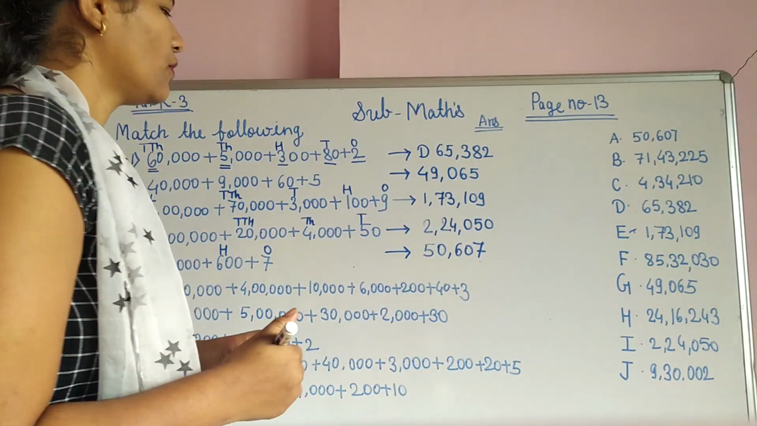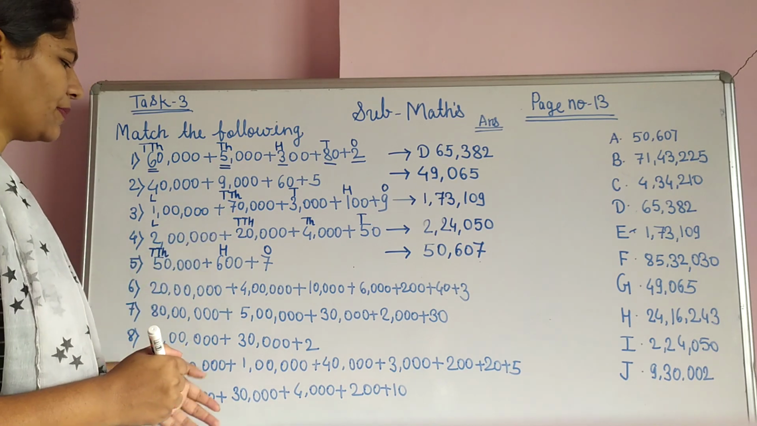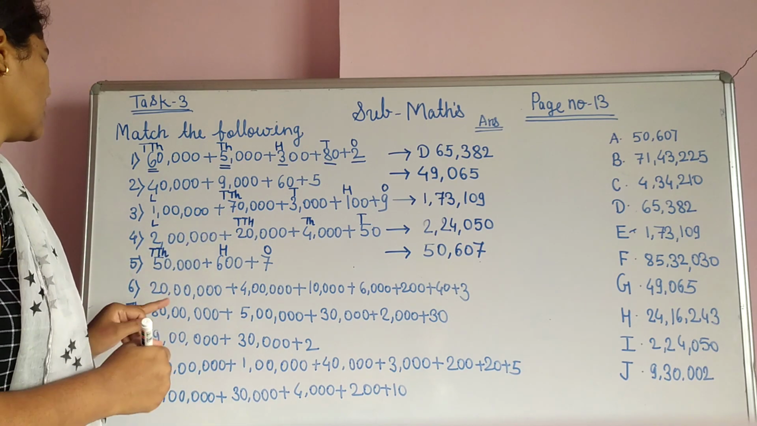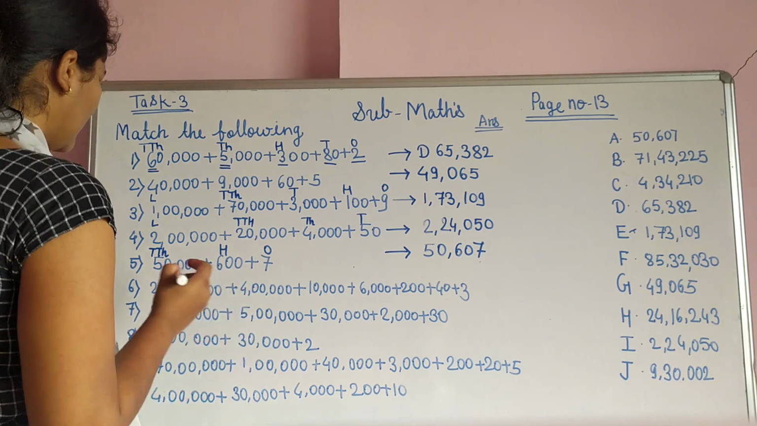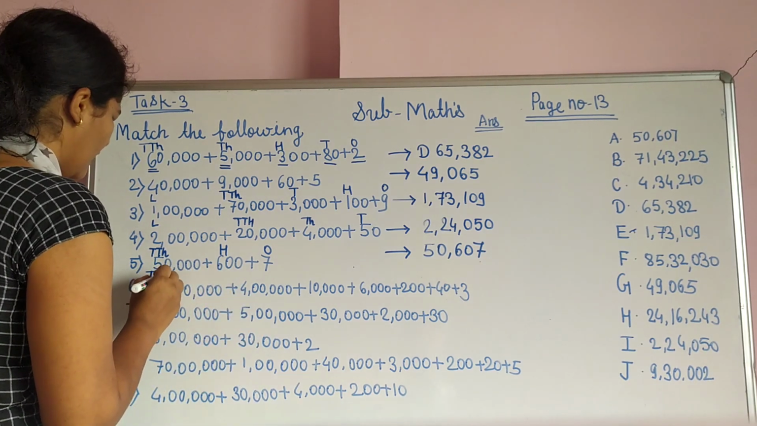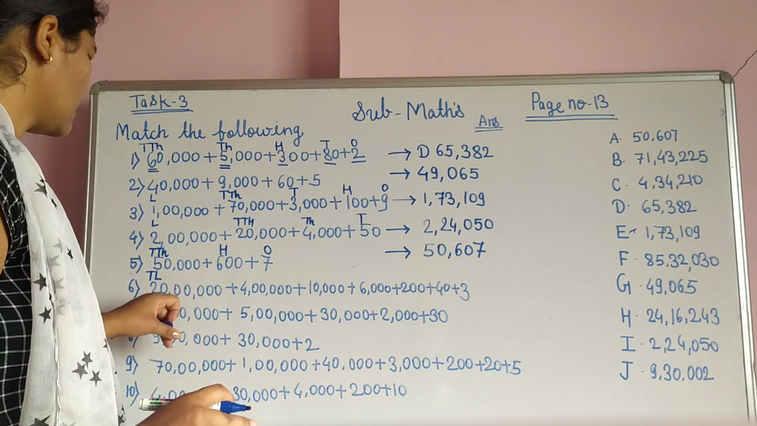50,607. Okay. Like this we completed. We will complete the next sums. So here, 2, it is on which place? It is on a 10 lakh place. TL stands for 10 lakh. So this is a 10 lakh.